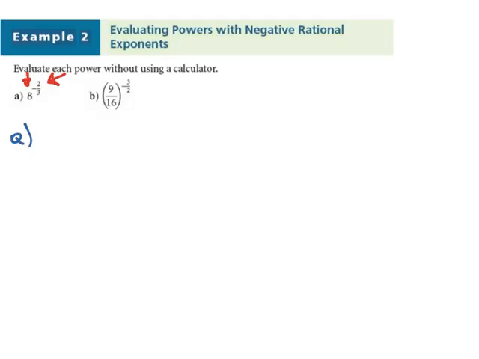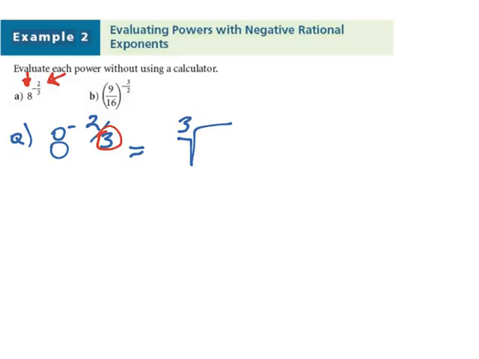So we have a to the power of negative 2 thirds. The first thing we'll do is we are going to be changing this exponent into a radical form. So we know that the 3 will tell us that it's going to be the index of 3.